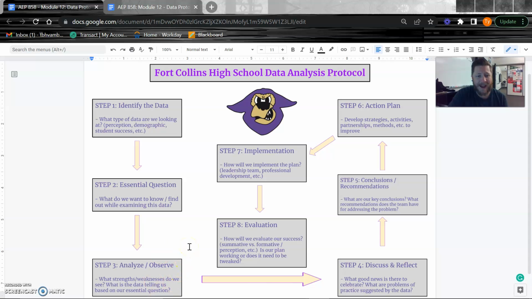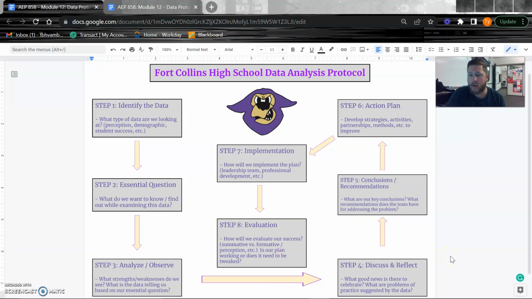Step three is we're going to analyze and observe. So we're going to look for strengths, weaknesses, what do we see, what is the data telling us based off of our essential question. So looping it back to that essential question, making sure that we keep our bearings and that we're paying attention to what our goal is while we're analyzing, observing, pouring through the data, looking and seeing what we can find.